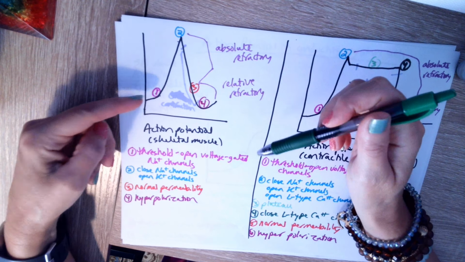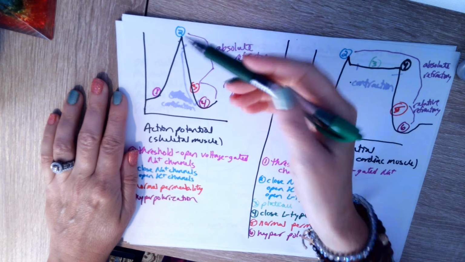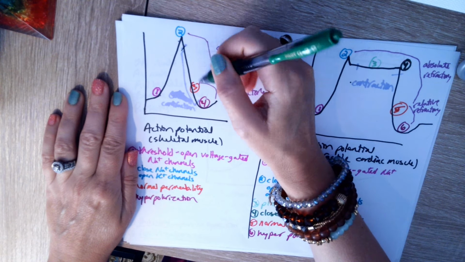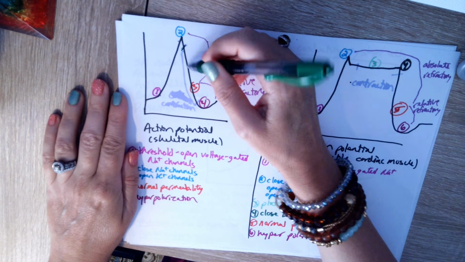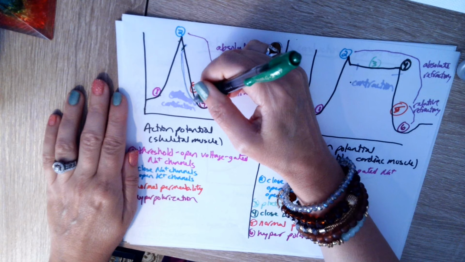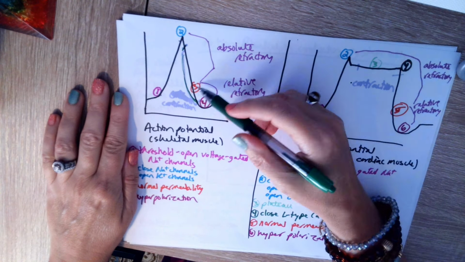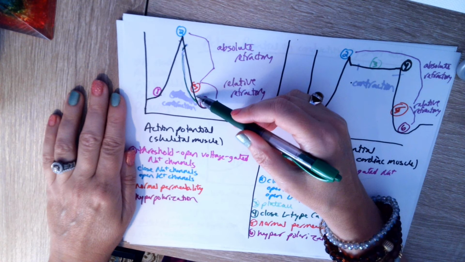So in skeletal muscle, the contraction is going to happen very soon after the peak of the action potential, not terribly long, and it will last on into the relative refractory period. This means that you can stimulate this muscle again while it's still contracted.